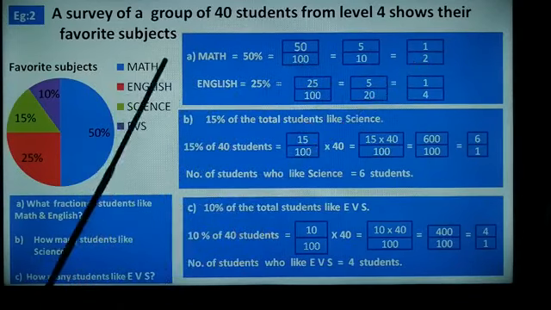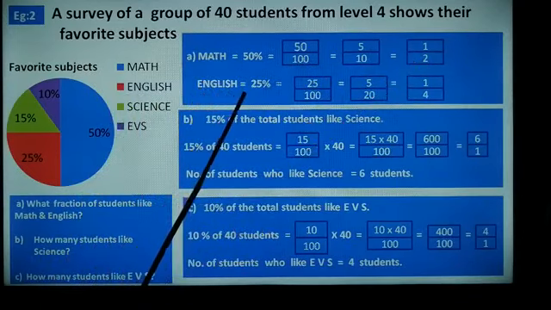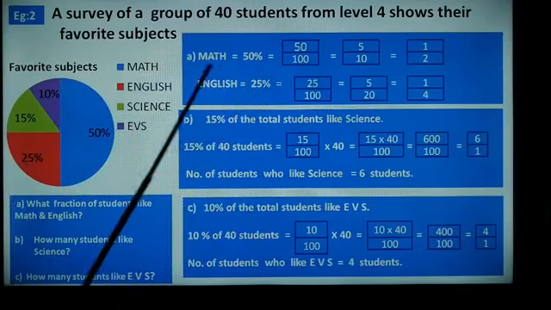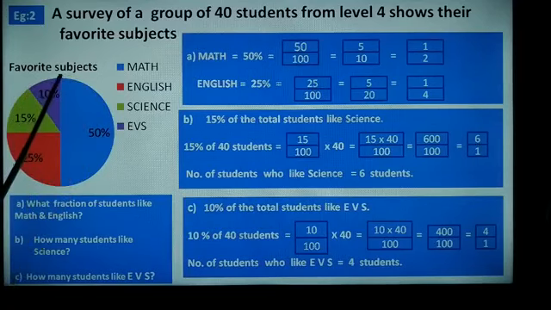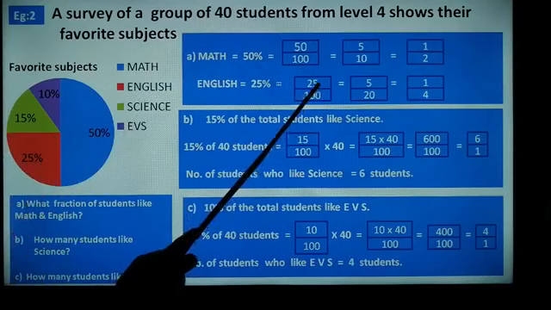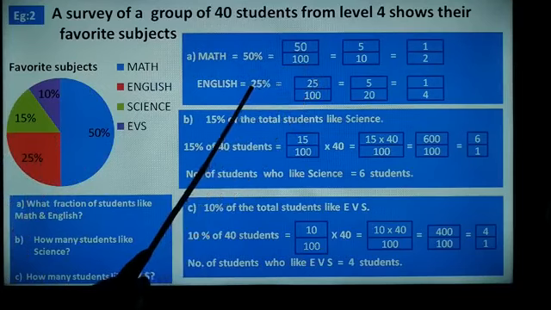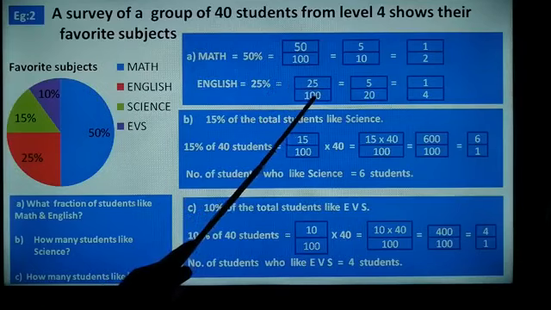Okay, now the second one, English. English is given as 25 percent. Just check here. When you divide the circle into 4 parts, when you divide this pie chart into 4 parts, what will come? 1 part out of 4, isn't it? So here we write 25 percent equals 25 by 100. Just check, both will go in which table?